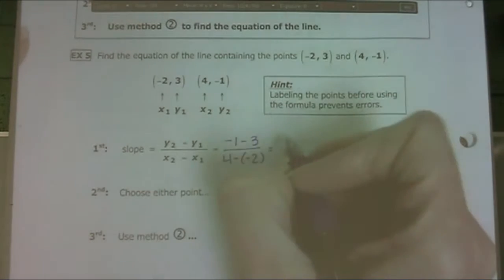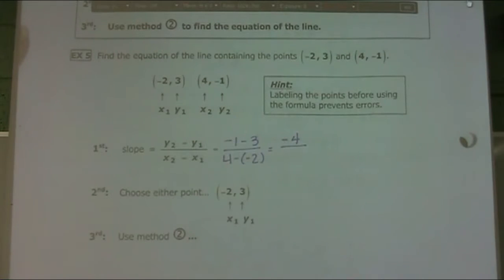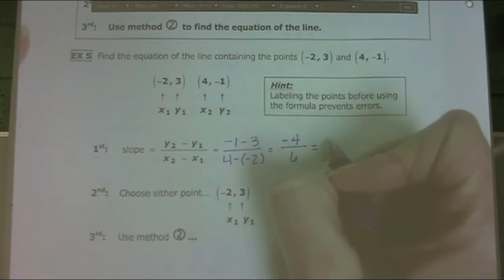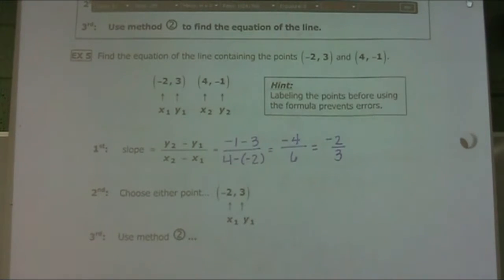Our numerator, -1 minus 3, is -4. In my denominator, 4 minus the -2 is the same as 4 plus 2, which is 6. And we can simplify this to -2/3. And if you can simplify your slope, you should always do that. So the next thing we're going to do, we've got the slope, we're going to find the equation for the line. We can use either of the 2 points. I'm using the first one just because I already labeled it x1 and y1.